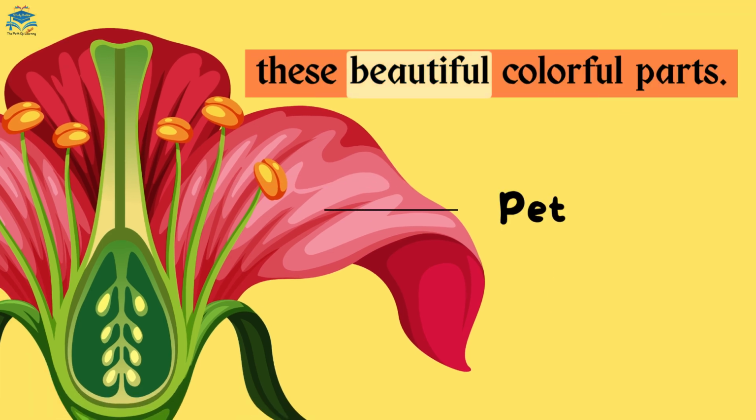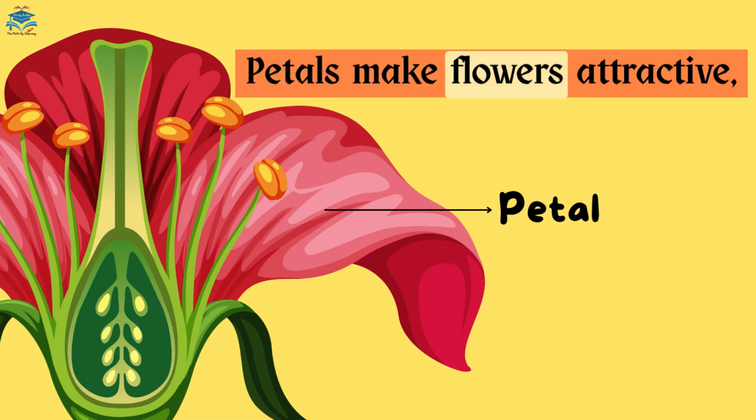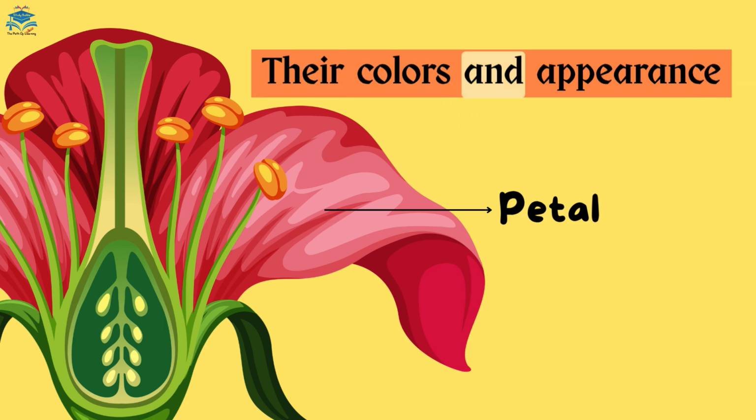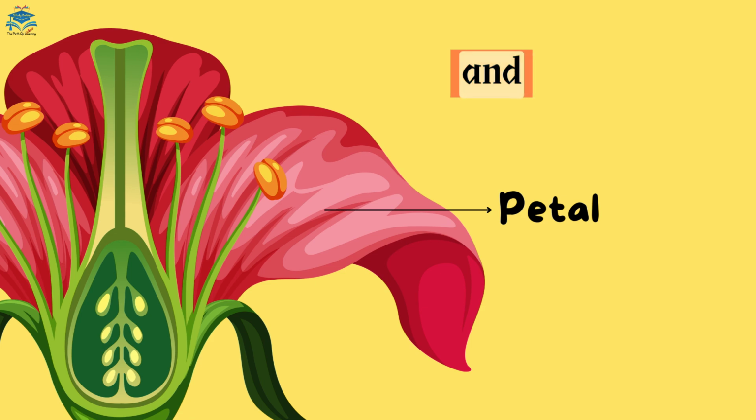Now, look at these beautiful, colorful parts. These are called petals. Petals make flowers attractive, but they have an important job too. Their colors and appearance help attract pollinators, like bees and butterflies, and that helps the flower in pollination.